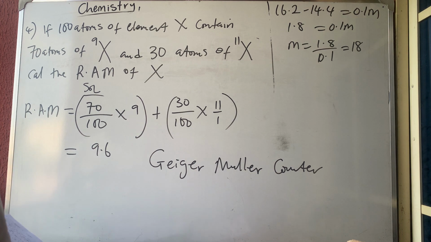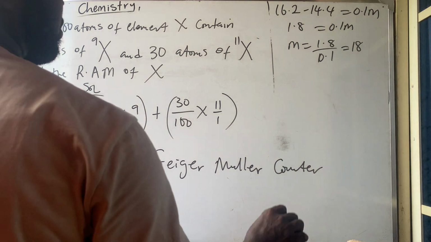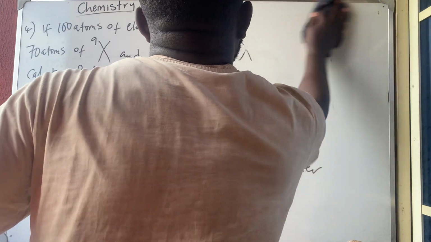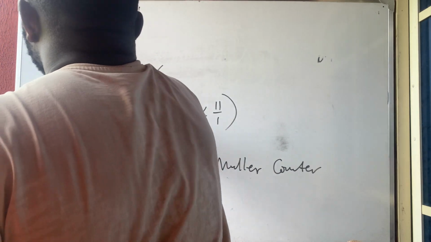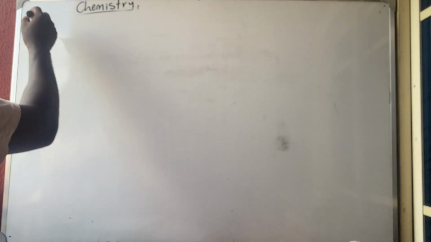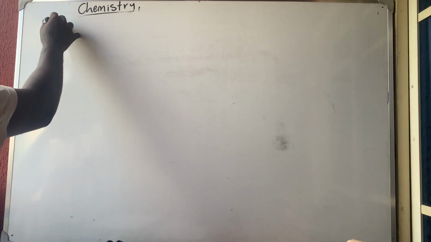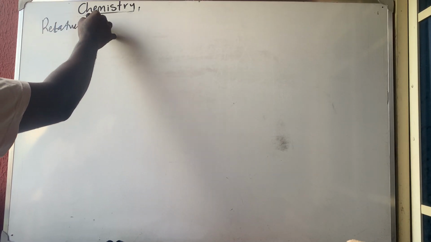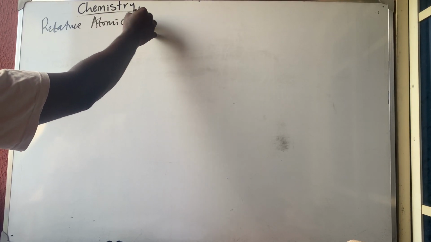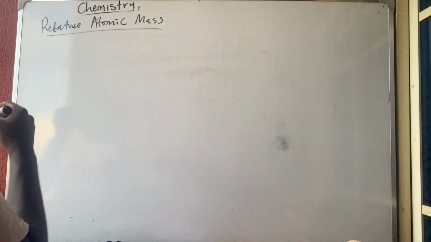Now let's move into relative atomic mass. You know, isotopes helped us to find the relative atomic mass. But we can find the relative atomic mass of other elements that do not have an isotope. Okay. So let's move into relative atomic mass. All right.